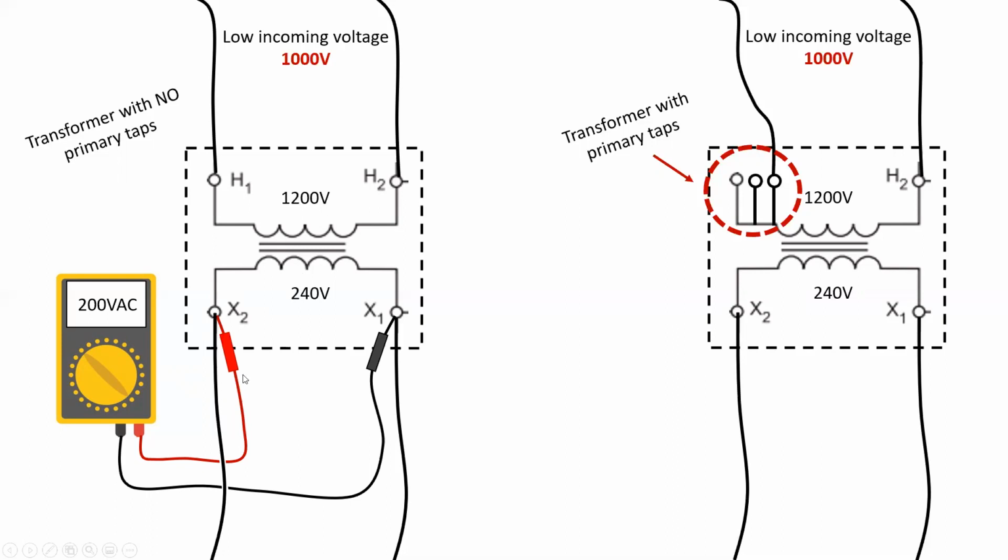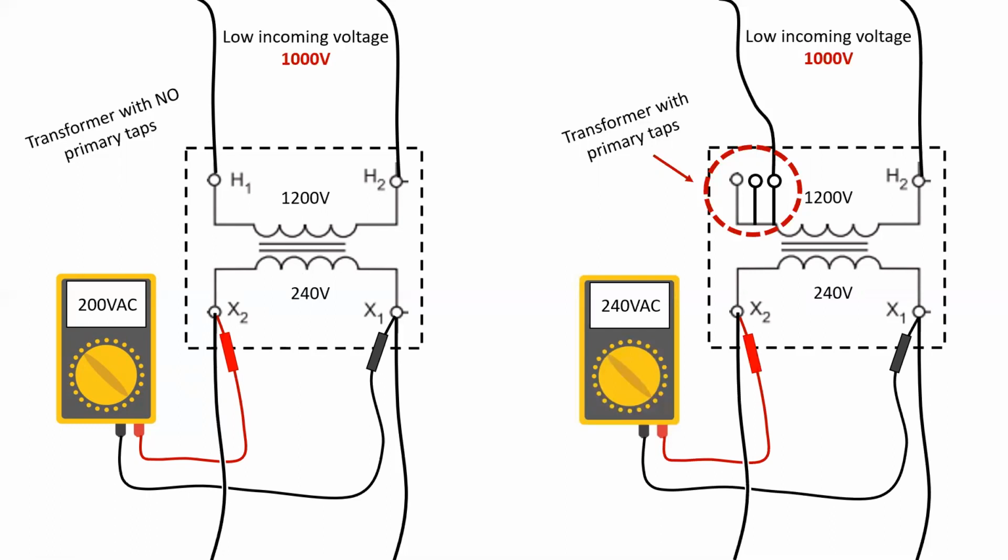So if I have a tap available to me on the primary for this low incoming voltage, it ensures that the voltage generated or induced into the secondary remains at its rated value of 240. So the purpose of using primary taps is to ensure that the secondary voltage remains the same.